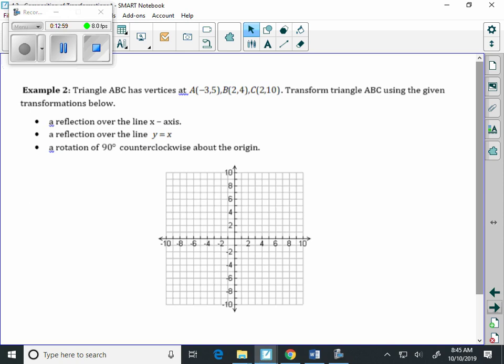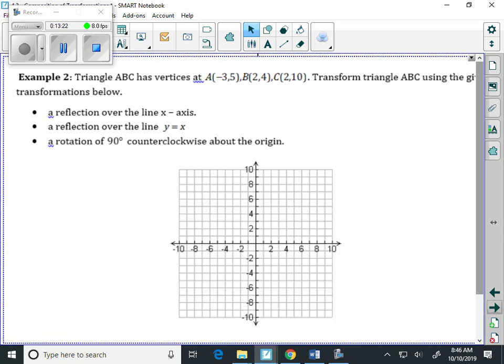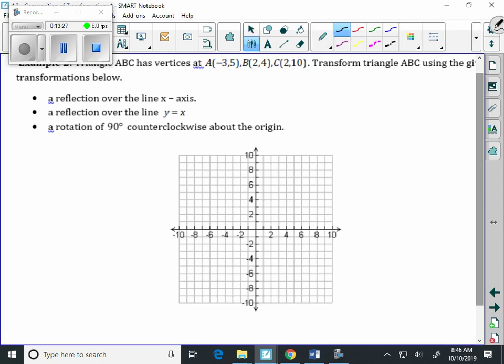So as we get close to finishing here, it says, example 2, triangle ABC has vertices at -3, 5, 2, 4, and 2, 10. Transform the triangle ABC using the given transformations below. And again, let me stress, go in order of what's given here. But let's graph the triangle first. So -3, 5. Here's our A. 2, 4. Here's our B. 2, 10. There's our C.